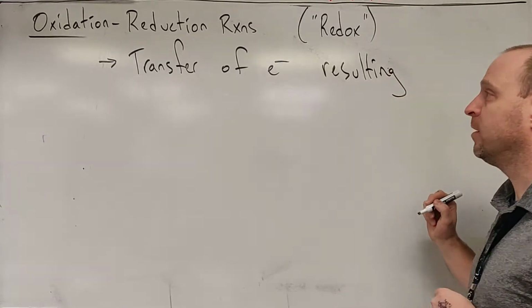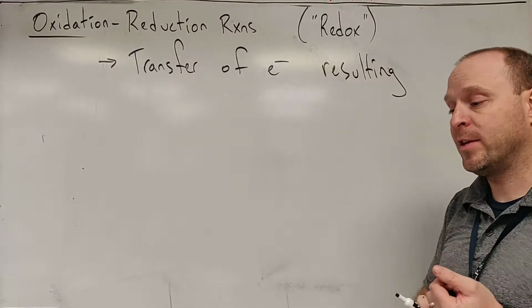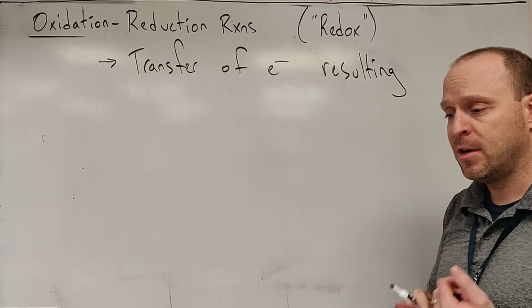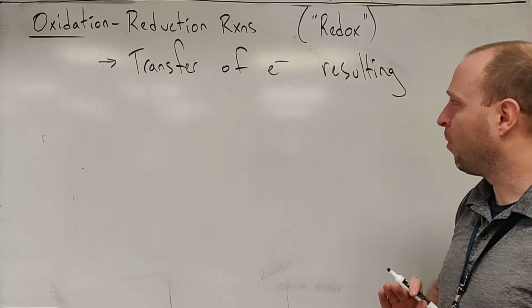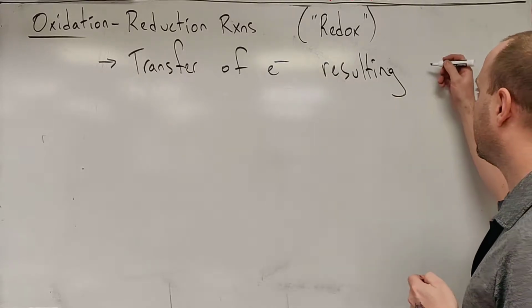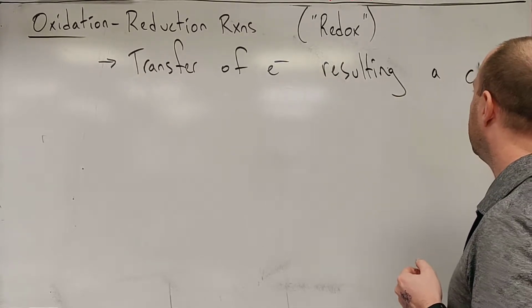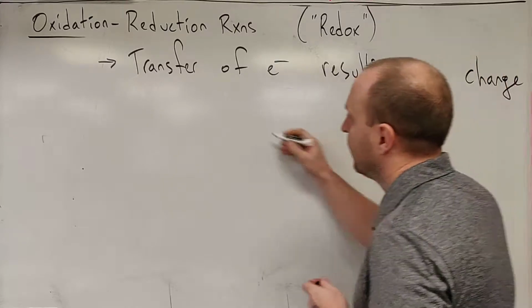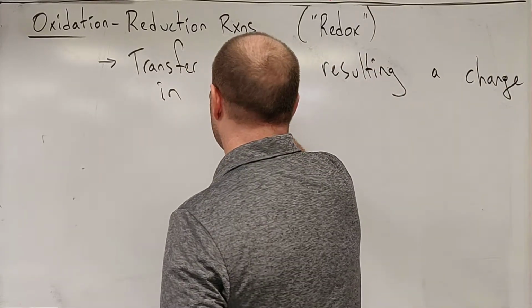Right? So the key there, as we were looking at ways the chemical reactions can take place, we have breaking or forming chemical bonds, and we have a transfer of electrons. In this case, there's some transfer of electrons resulting in a change in oxidation state.